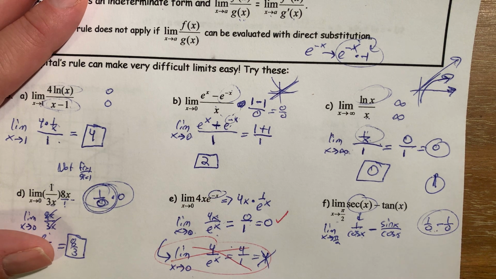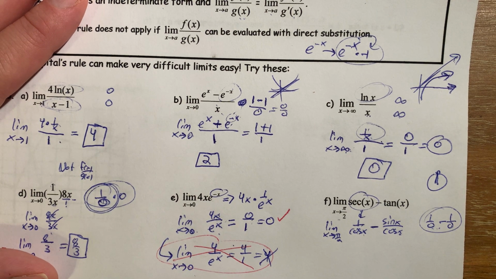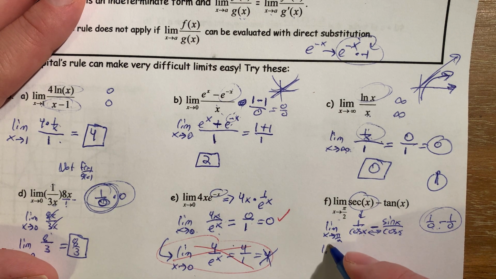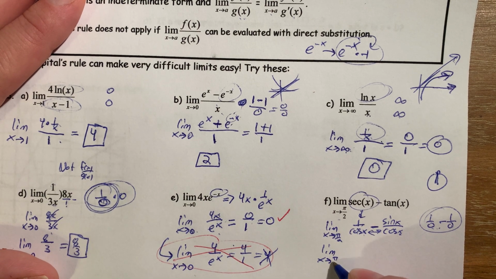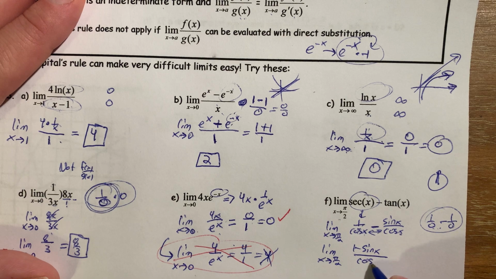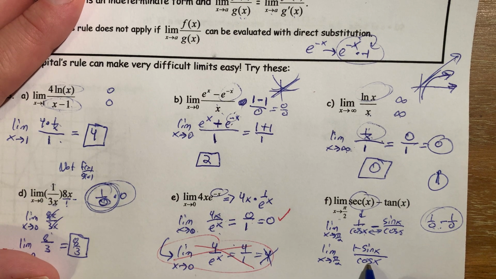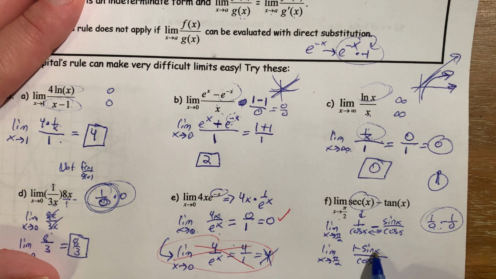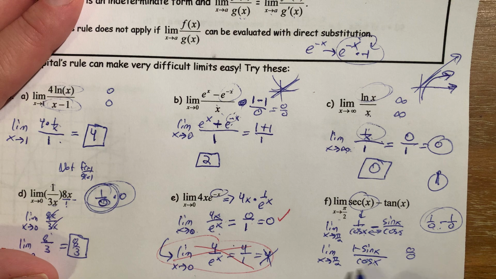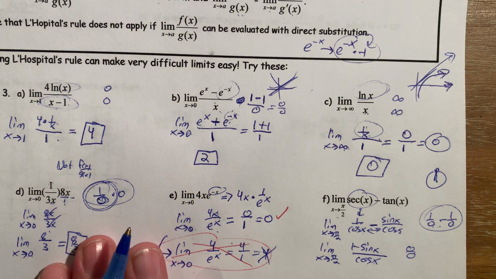So can we get this into a L'Hopital's rule situation? And the answer is yes. They have a common denominator, and so we can combine them. This is the limit as x goes to pi over 2 of 1 minus sine of x over cosine of x. And just as we saw before, this is 0. Sine of pi over 2 is 1. And so 1 minus 1 is 0, and we get 0 over 0. They are both continuous. Trig functions are always continuous.